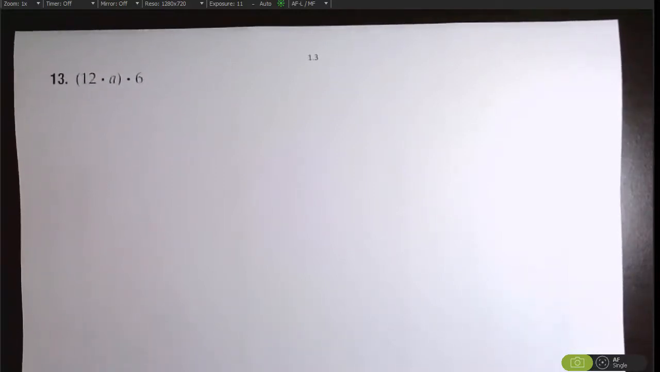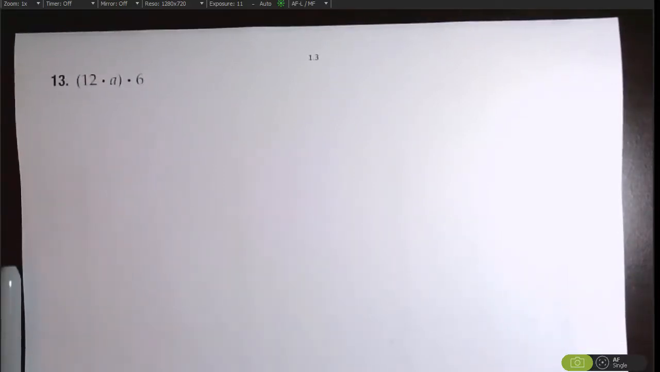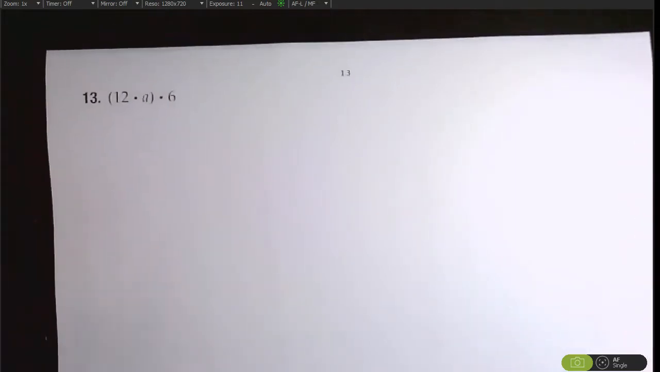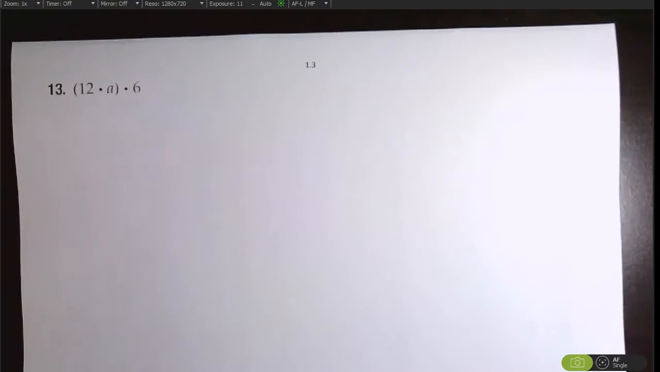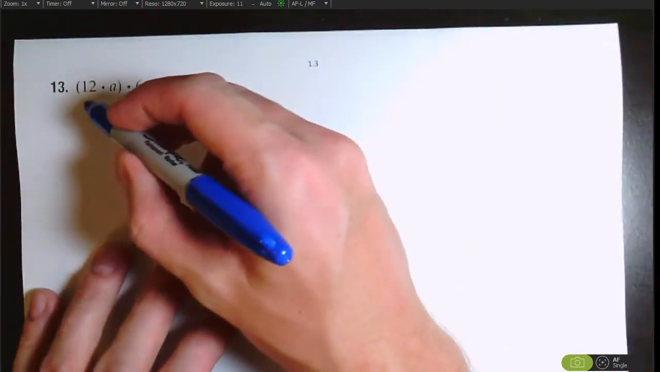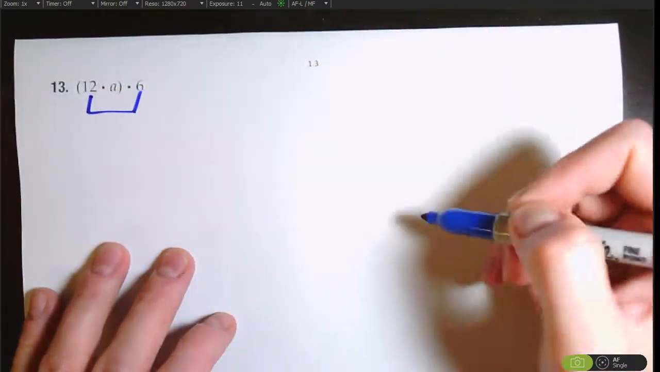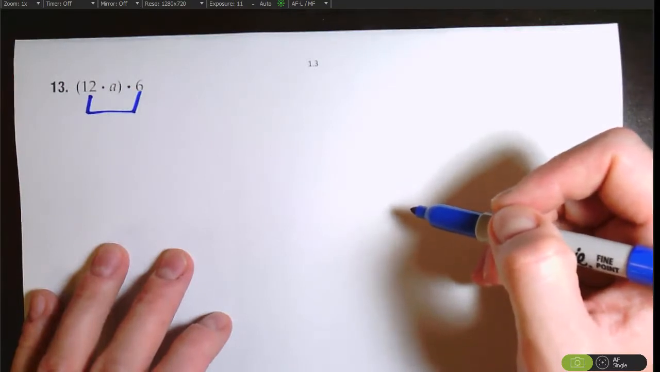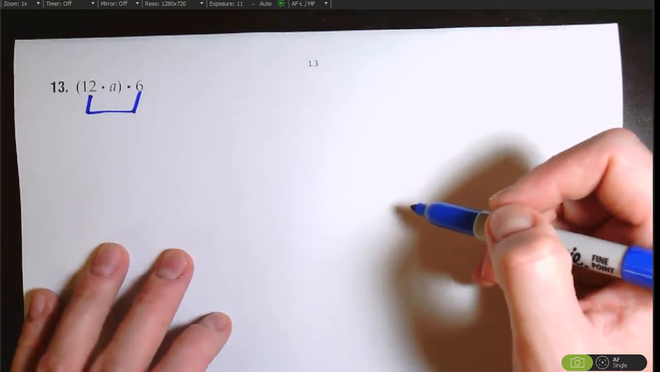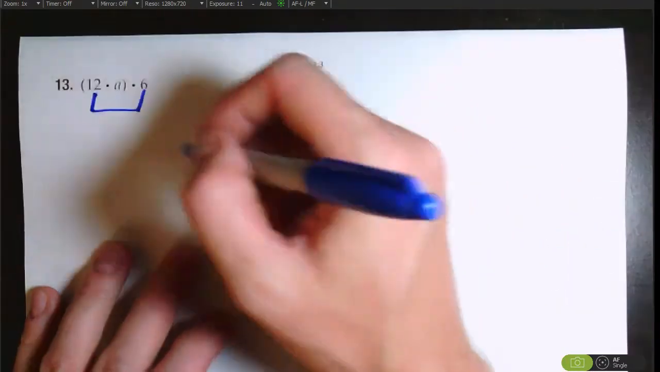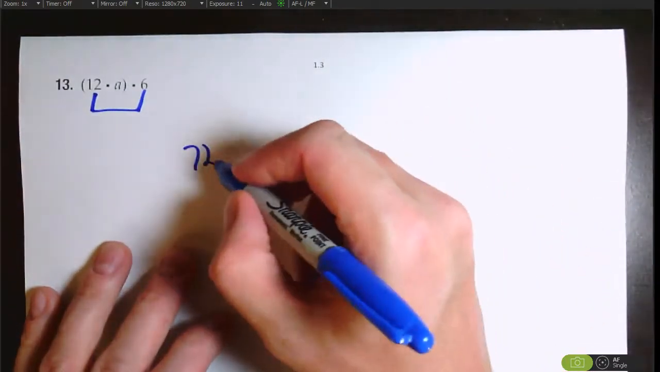Okay, so here we go, section 1.3 extra problems from homework. Number 13 says to multiply, simplify, but we're multiplying. So basically, I got to remember to do 12 times 6 first, really, because I got to do the numbers together first and then throw the variables on there. So 12 times 6 is 72, and then it's times a.